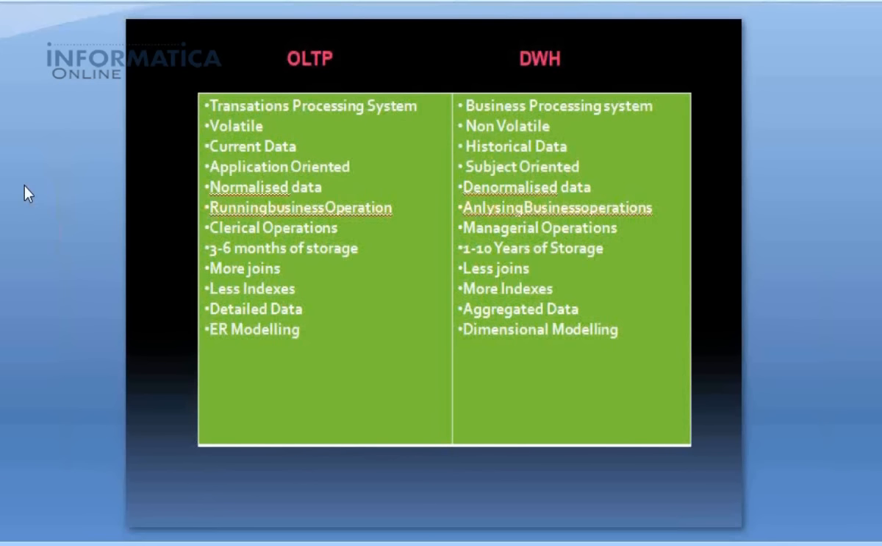The normalization technique will be applied on that, so the tables are normalized up to the third normal form, whereas a data warehouse is denormalized in nature. This means that we denormalize the information to the second normal form, and we load the data into the data warehouse. And OLTP is basically useful for clerical operations.